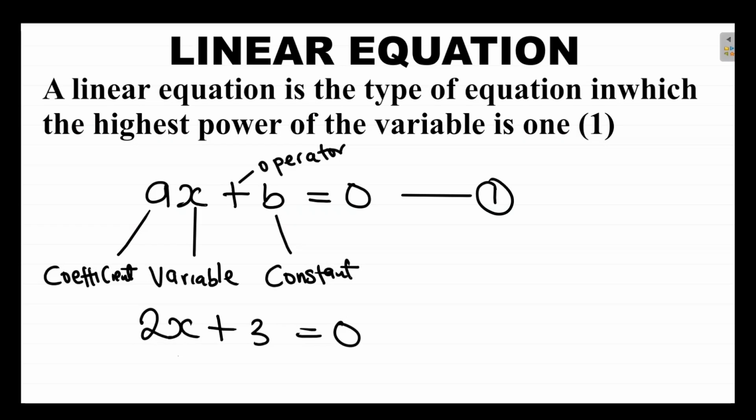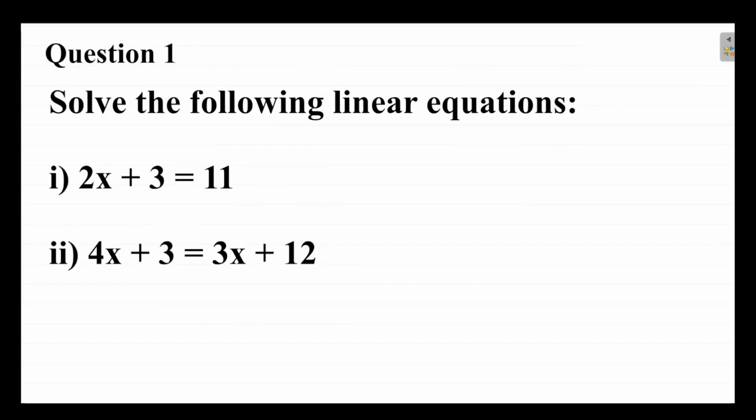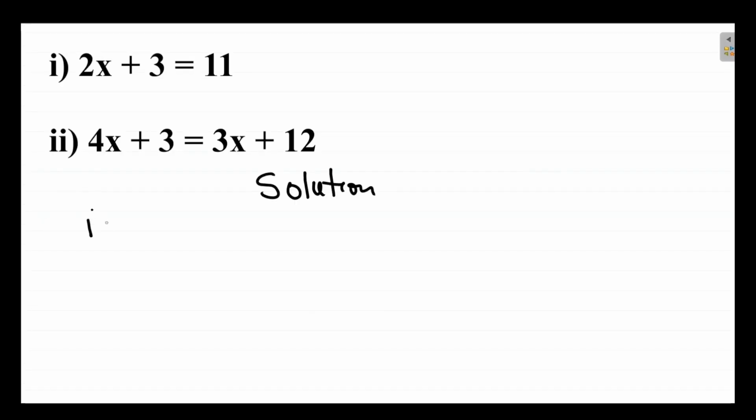Now, let's dive into some solutions of linear equations. Question 1 says, solve the following linear equations: 2x plus 3 equal to 11, and 4x plus 3 equal to 3x plus 12. Now, let's obtain the solution of the linear equation. So we have 2x plus 3 equal to 11.